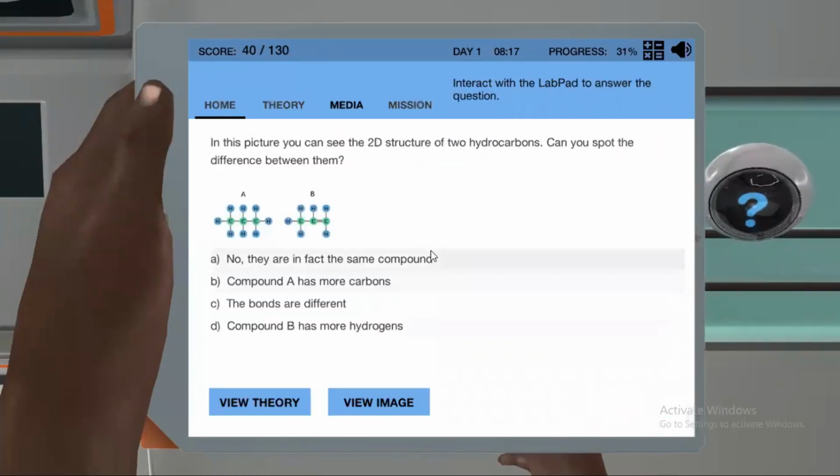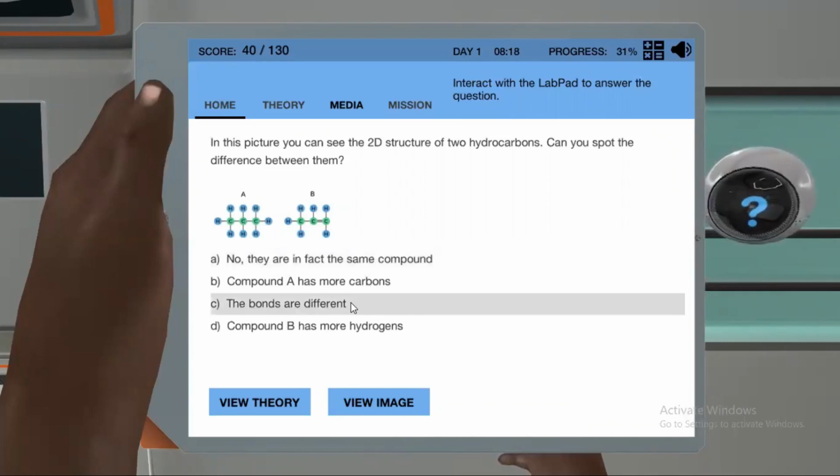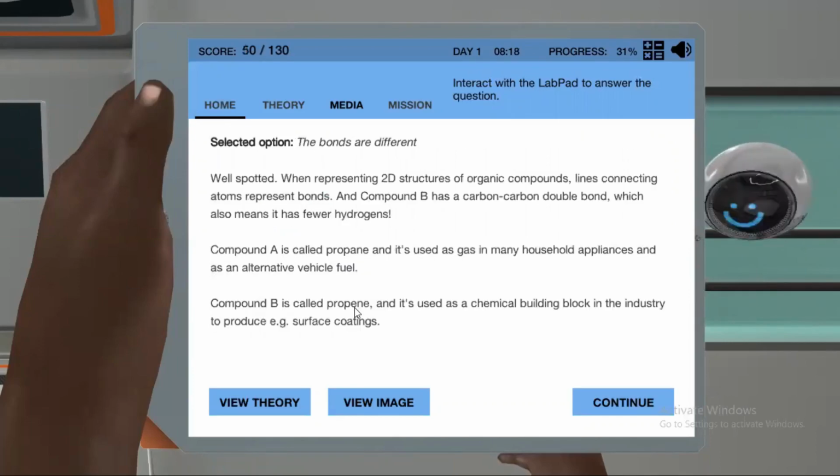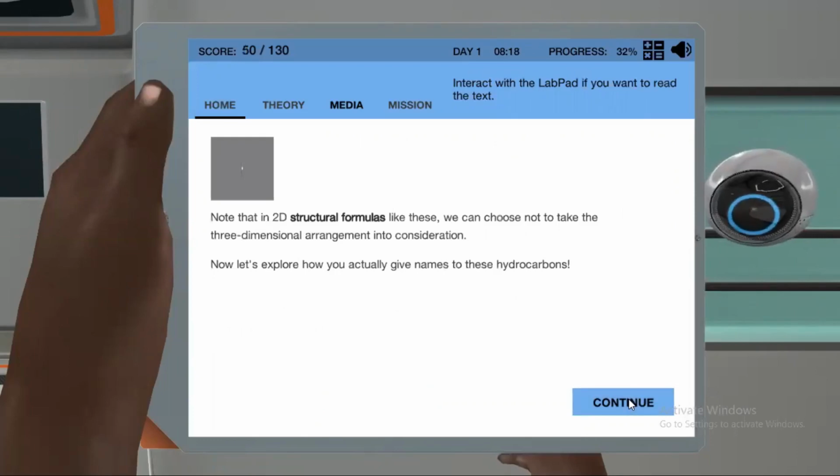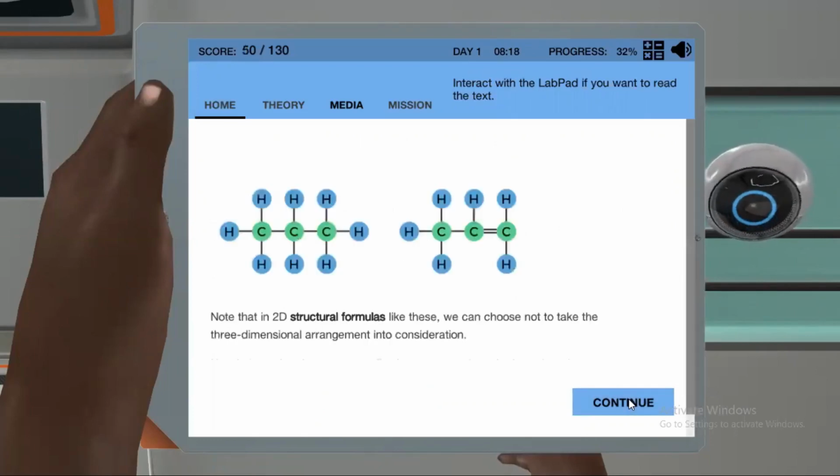In this picture you can see the 2D structure of 2 hydrocarbons. Can you spot the difference between them? Well spotted. When representing 2D structures of organic compounds, lines connecting atoms represent bonds. And compound B has a carbon-carbon double bond, which also means it has fewer hydrogens. Note that in 2D structural formulas like these, we can choose not to take the three-dimensional arrangement into consideration.